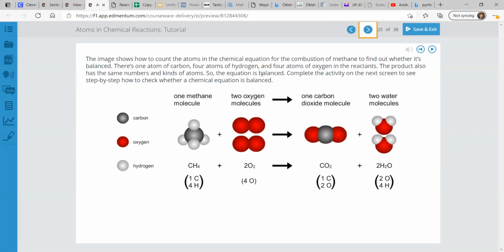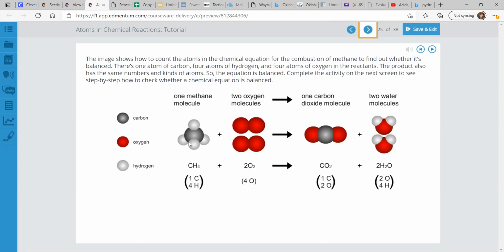There's 1 atom of carbon, 4 atoms of hydrogen, and 4 atoms of oxygen in the reactants. The product also has the same numbers and kinds of atoms. So this equation is balanced. And there is an activity on the next screen to see step by step how to check whether a chemical equation is truly balanced. You have carbon, oxygen, and hydrogen.